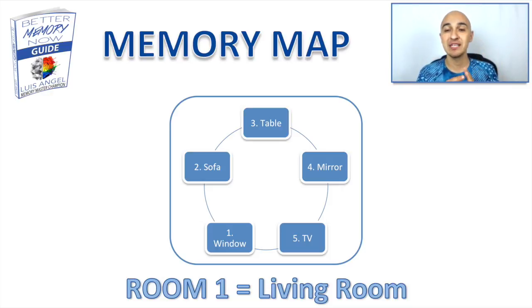And I'm going clockwise, meaning on the left side, I see the window. To the right of that, I see the sofa. To the right of that, I see the table. To the right of that, I see the mirror. And then to the right of that, I see the TV. So as soon as you walk into that first room, look over to the left. What's that first thing that you see? And then go clockwise from there, choosing 4 more spots.